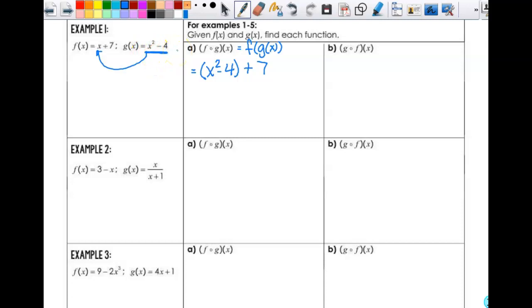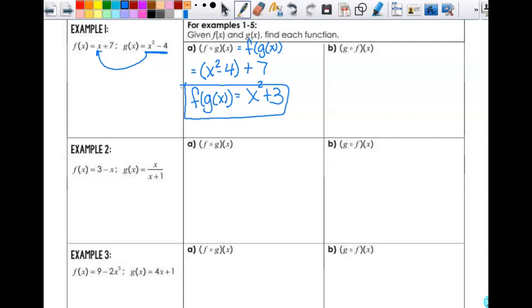If you substitute something with more than one term, you put it in parentheses. In this particular case, those parentheses don't really matter, right? All they're doing is grouping stuff. So then when I simplify, because I'm not multiplying this, I get that f of g of x is equal to x squared plus 3, because all I have to do is combine that negative 4 and positive 7. Okay, make sense?